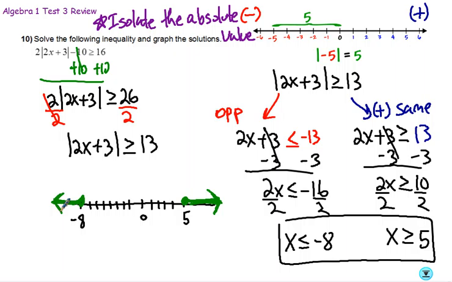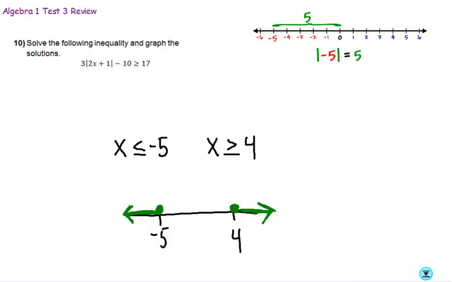Alright, so this is the last problem. Go ahead and pause now and try number 10 on the right. Alright, so let's check and see what you had for number 10 on the right side. So it should have come up with x less than or equal to negative 5 and x greater than or equal to 4.